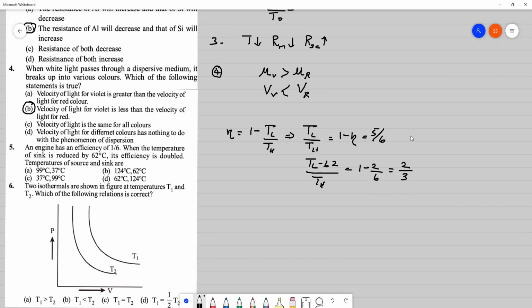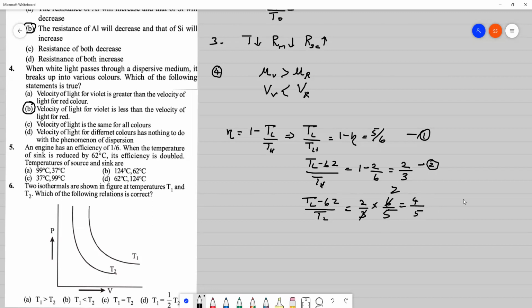So you divide these equations. This is the first equation and this is the second equation. When I divide the second equation by the first equation, I will get (TL minus 62) divided by TL is equal to 2/3 divided by 5/6, or I can write it as 2/3 into 6/5. So 3 cancels 2 times, and this becomes 4/5.